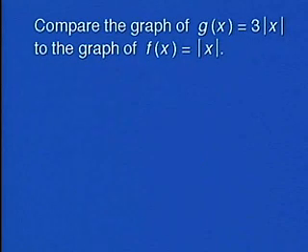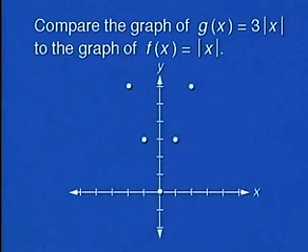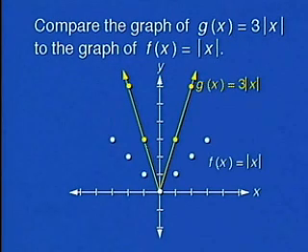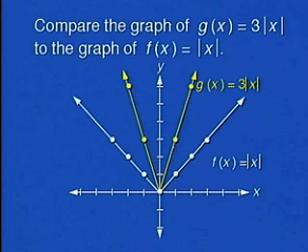Now, if we're going to compare both those graphs, we need to plot them simultaneously on the same coordinate system. So we'll plot the graph of g, and then we'll plot the graph of f. The thing that we notice about these two graphs is that they have the same shape. It's just that the y values on g have been stretched. In fact, they've been stretched by a factor of 3.